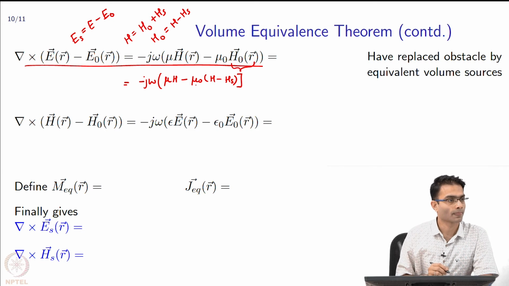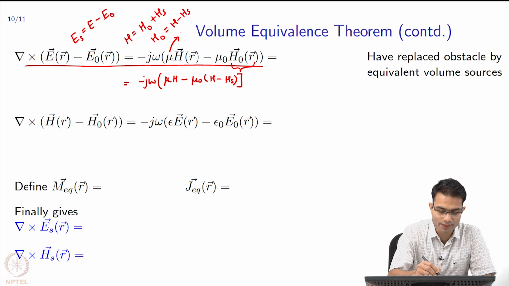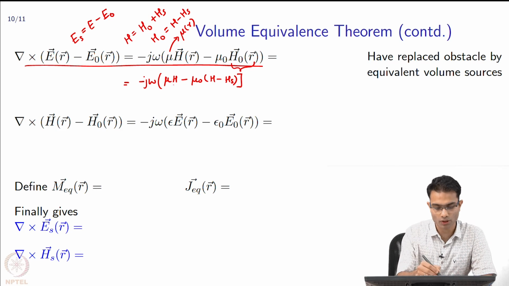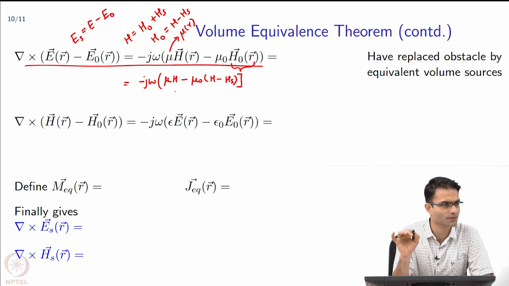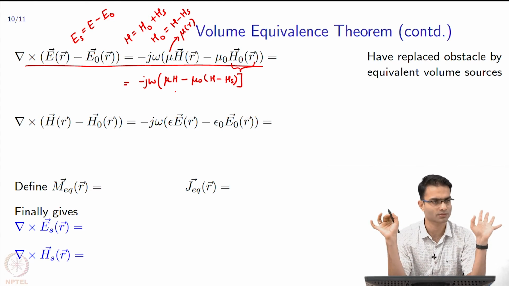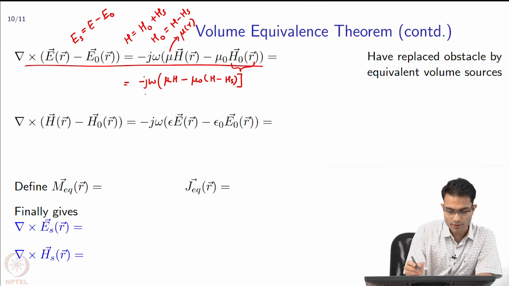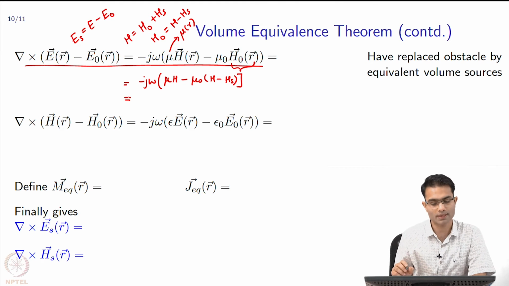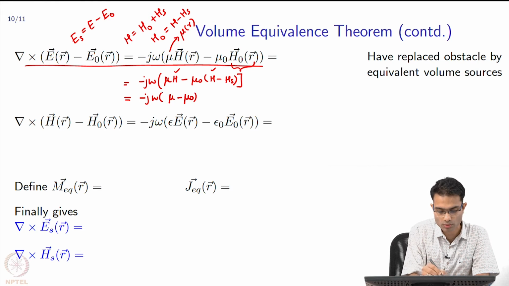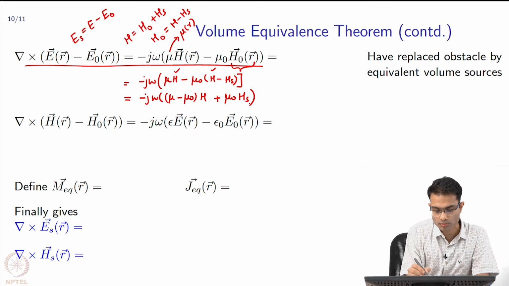Here mu and H are not functions of R. They are. I am being lazy over here, mu is still a function of R. Mu naught is of course a constant. So, in shorthand notation I am just writing it as mu, but they are all functions of space. There is no need to give special treatment to mu or epsilon, they are all functions of space. And what I can do now is combine the H terms. So, I can get mu minus mu naught H plus mu naught H s.